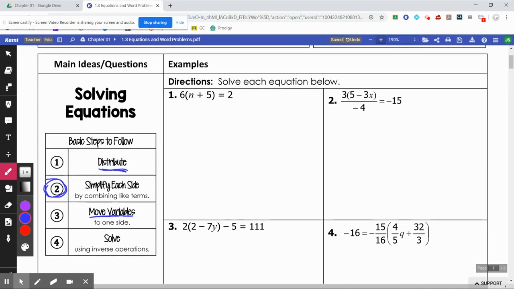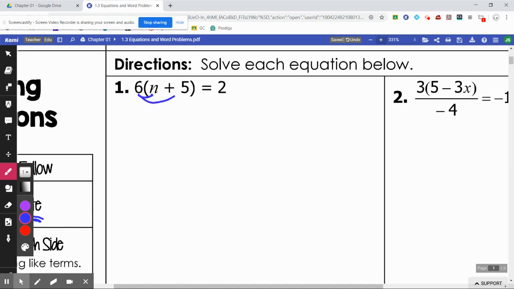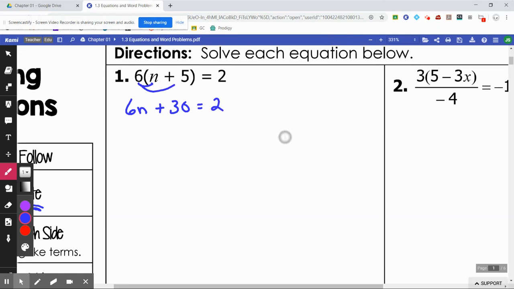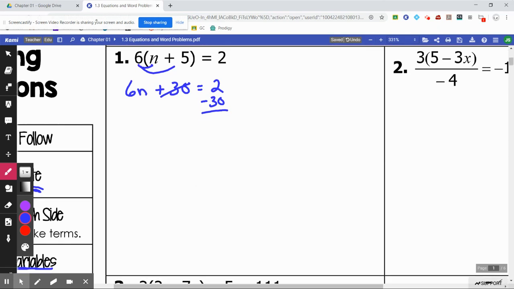So step number 1, let's try it on these equations over here. Step number 1, we're going to distribute. So we're going to multiply each of these terms by 6. And I now have 6n, and 6 times a positive 5 is a positive 30. Bring down the equals and bring down the 2. Next up, we're going to leave all of our n's on one side, and anything that doesn't have an n, we're going to move to the other side. So therefore, this plus 30, I'm going to move it to the other side by doing the opposite, by subtracting 30. So I'm left with my 6n on one side. I bring down my equal sign, which is in the middle now, and 2 minus 30 is a negative 28.